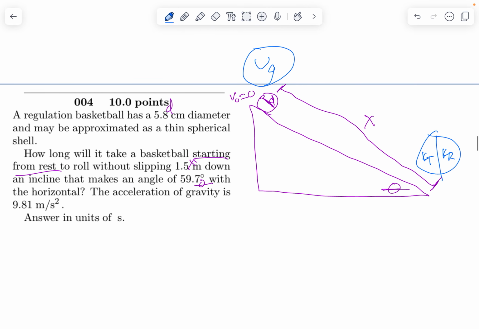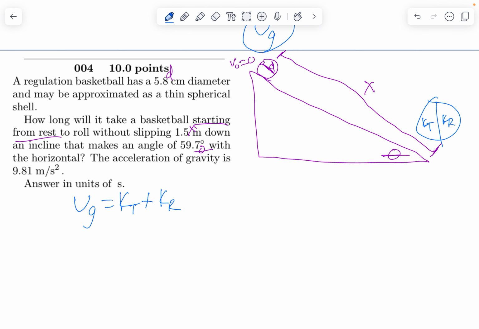So in our energy conservation statement, we will write energy at the beginning, potential energy, gravitational, equals energy at the end, translational plus rotational kinetic energy. So then on the formula chart, the formulas for each of them. So UG is equal to mgh. Translational kinetic energy is 1/2 mv squared. And then rotational kinetic energy is 1/2 I omega squared.